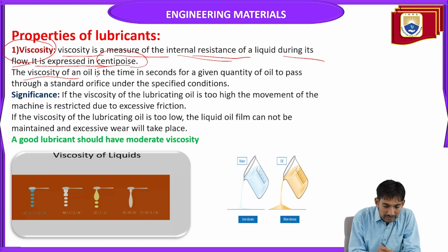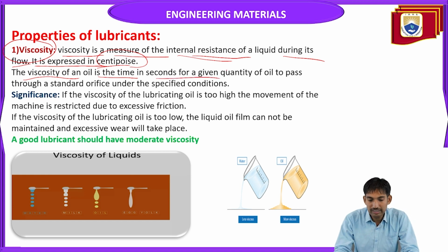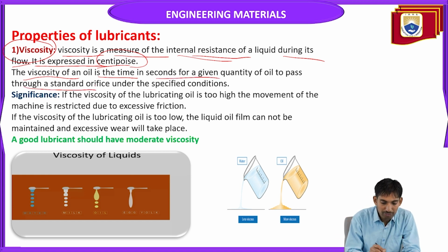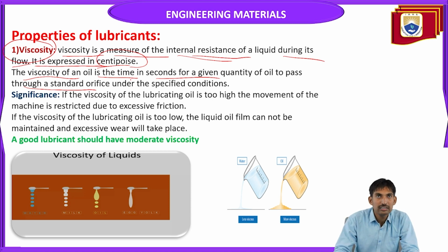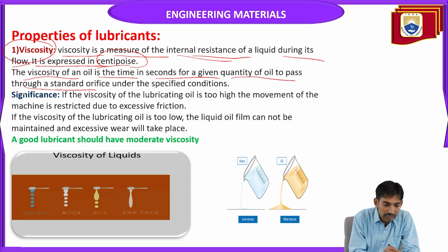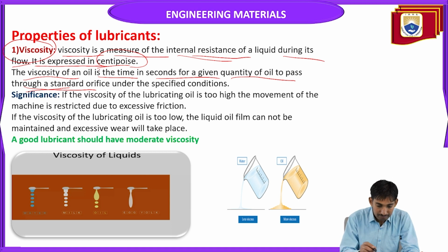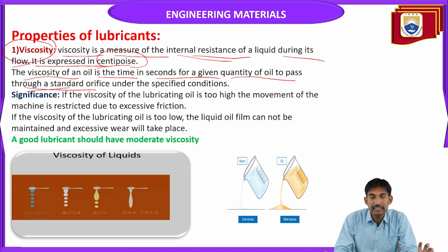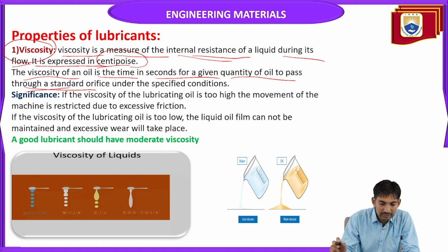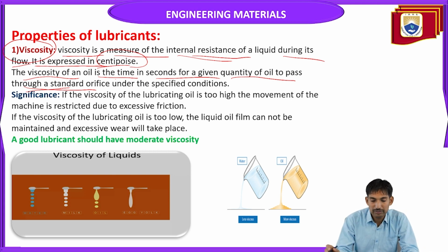The viscosity of an oil is the time in seconds for a given quantity of oil to pass through a standard orifice under the specified conditions. How can we measure the viscosity? It is measured by the time required for a given quantity of oil to pass through a standard orifice under the specified condition. By this method, we can measure the viscosity of the liquid.